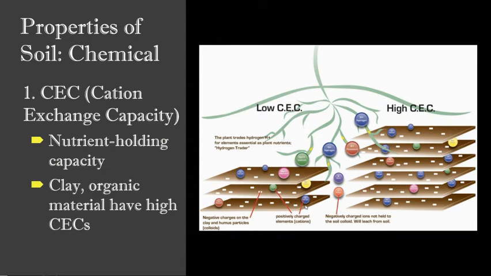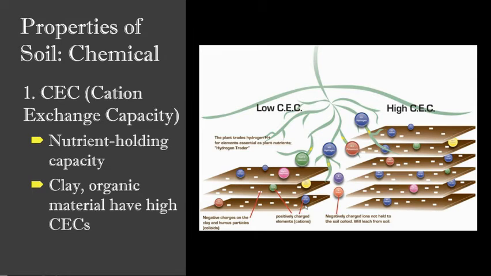So those are physical properties of soil. So, chemical properties of soil. Soil has what's called a cation exchange capacity. So different soils have different capacities. It can hold nutrients, things like potassium and calcium.